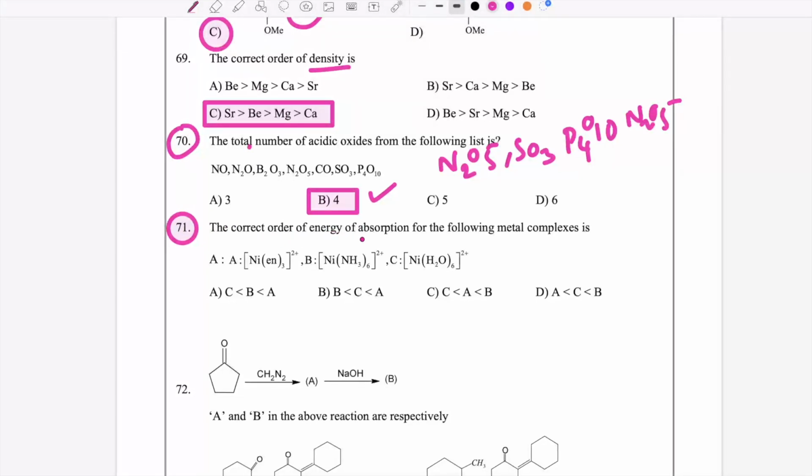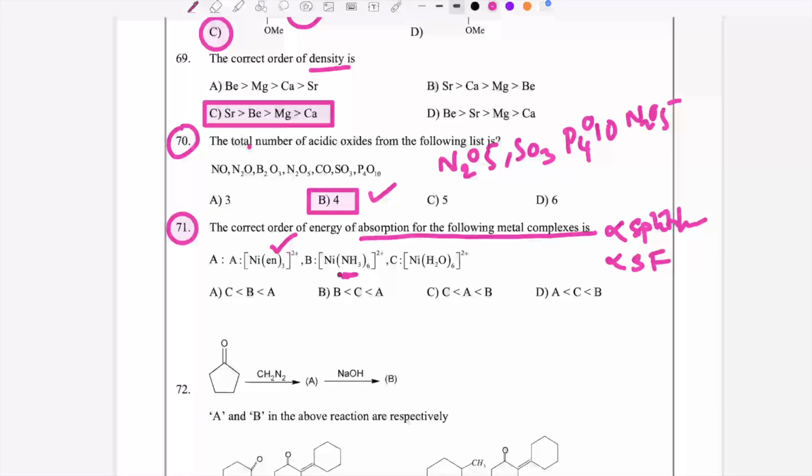The correct order of energy of absorption in the following metal complexes is. Obviously the absorption energy depends upon the splitting energy. Splitting energy is directly proportional to the strength of the ligand field. Out of these, ethylene diamine is the strongest, then CO, and NH3 is also a strong field ligand but not as strong as ethylene diamine.